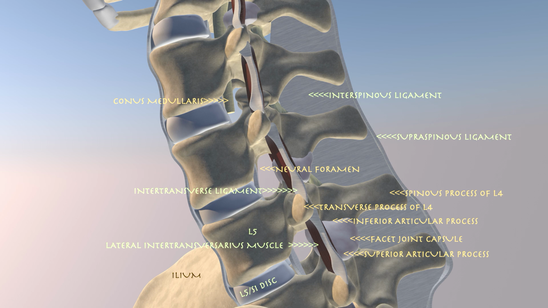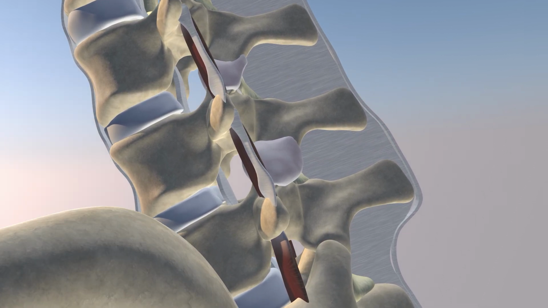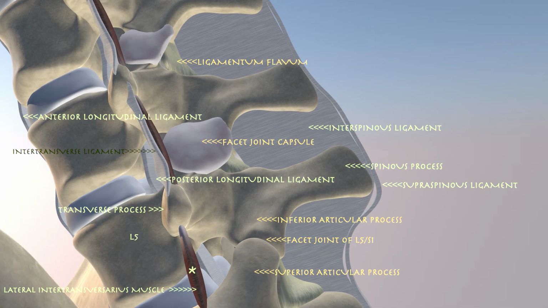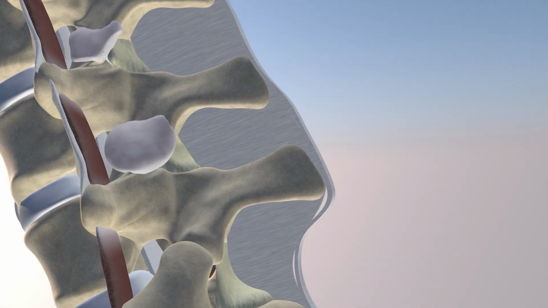Also, there are multiple layers of muscles around the spinal column. Here we can appreciate the lateral intertransversalis muscles as well as the intertransverse ligaments. Here's the close-up view. You can see those facet joints with the overlying capsule.